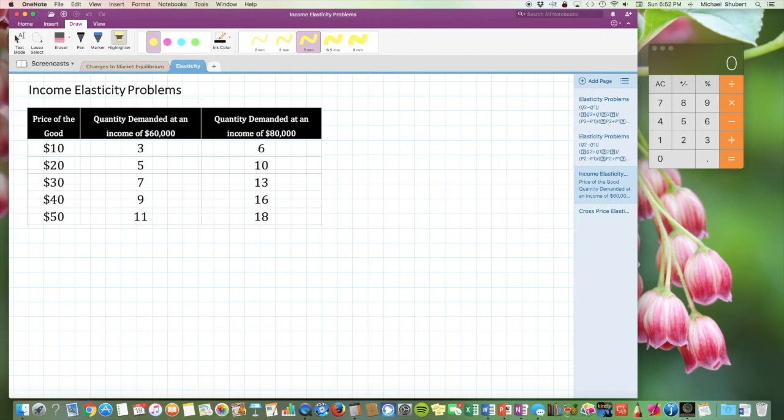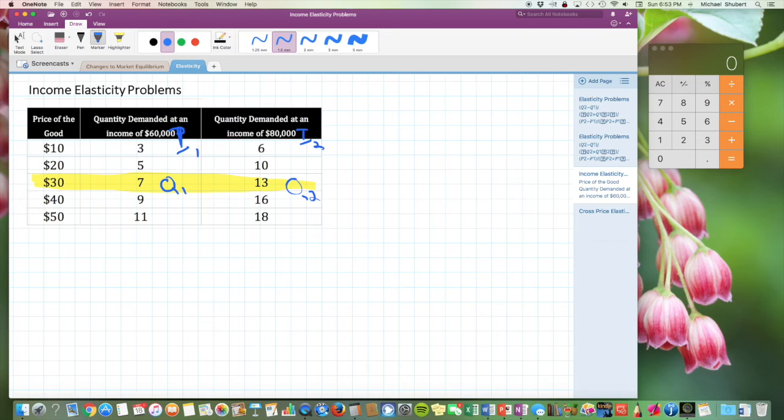So let's say we want to find income elasticity when the price is $30. We're going to use the midpoint formula again, only instead of putting it over the price, we're going to put it over the income. What's important is that you identify your different income levels. So this is going to be I1, and this is going to be I2. If this is I1, 7 has to be Q1, and 13 has to be Q2.